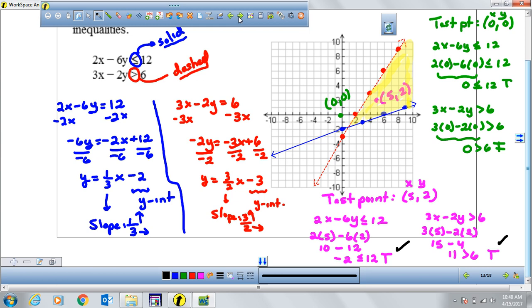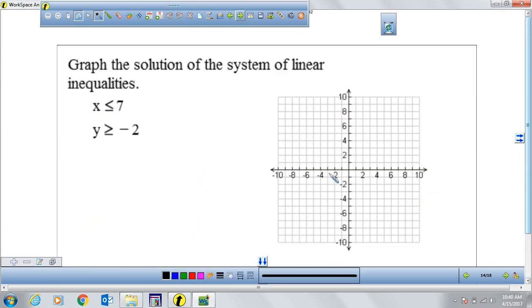Now, the next problem we're going to do is going to be this one. Graph the solution set of the system of linear inequalities. Now, first of all, I'm going to change it to an equal sign as usual. X equals 7 and y equals -2. Now, these two are two special types of equations. X equals 7, if you remember, it is a vertical line, and y equals -2, it is a horizontal line.